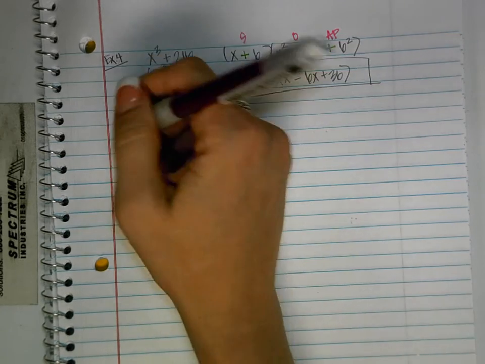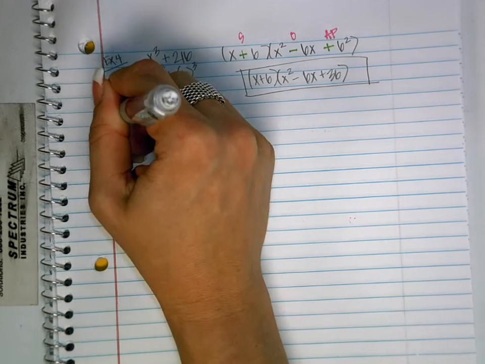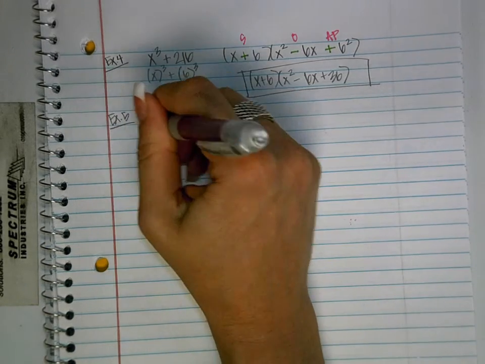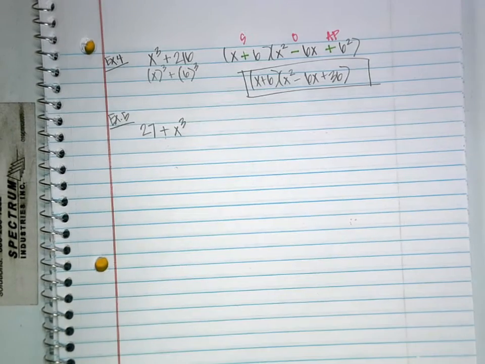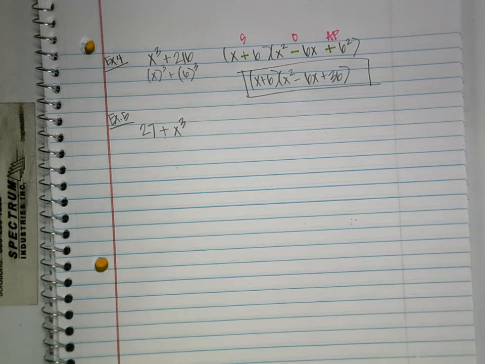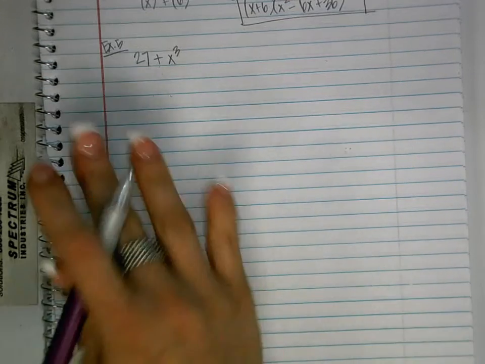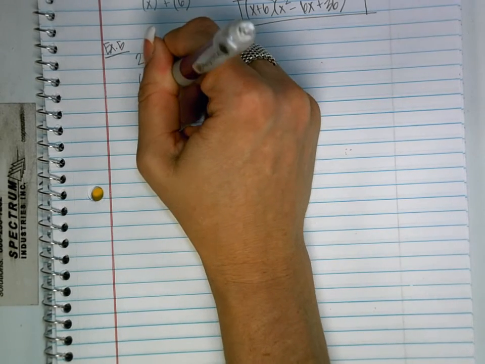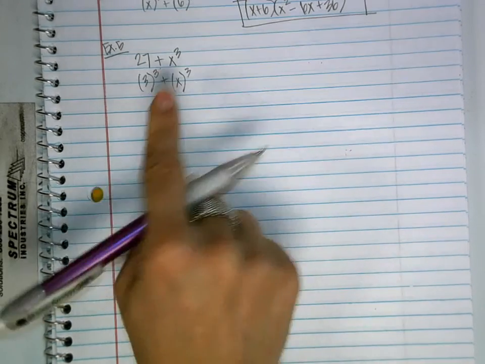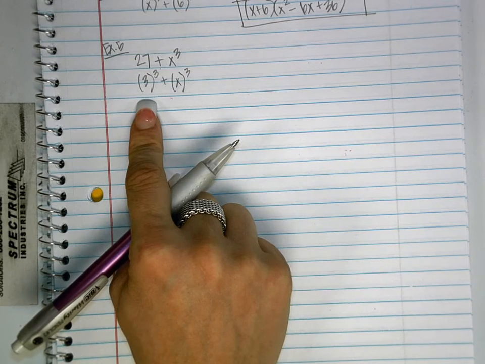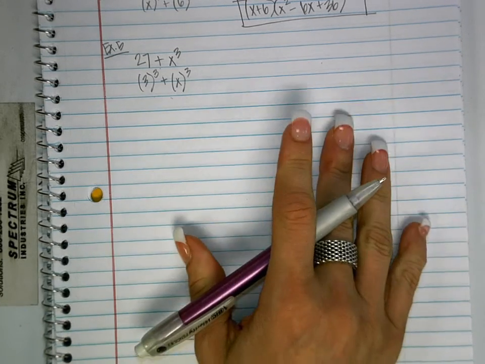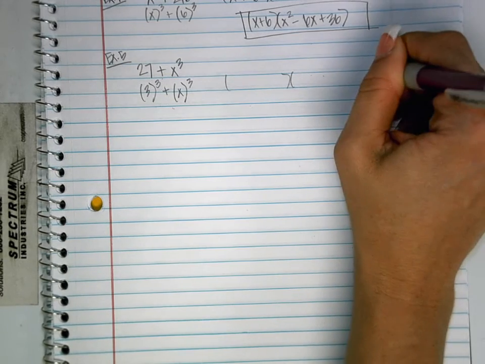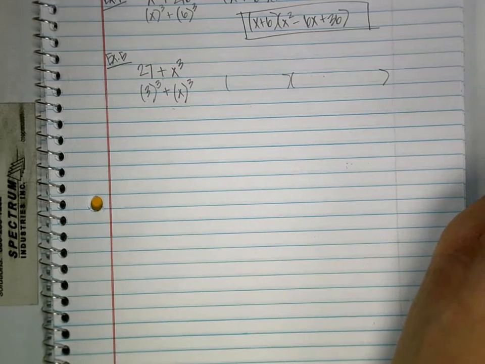Okay, let's try another one. For number 5, again, factor completely 27 plus x cubed. So what cubed gives you 27? 3. 3 cubed plus x cubed. Now, does it matter that in this case you have a number first? No, it doesn't matter. You still do the same thing. It's going to look a little different, but it does not matter if you have a number or a variable first. That's totally fine.